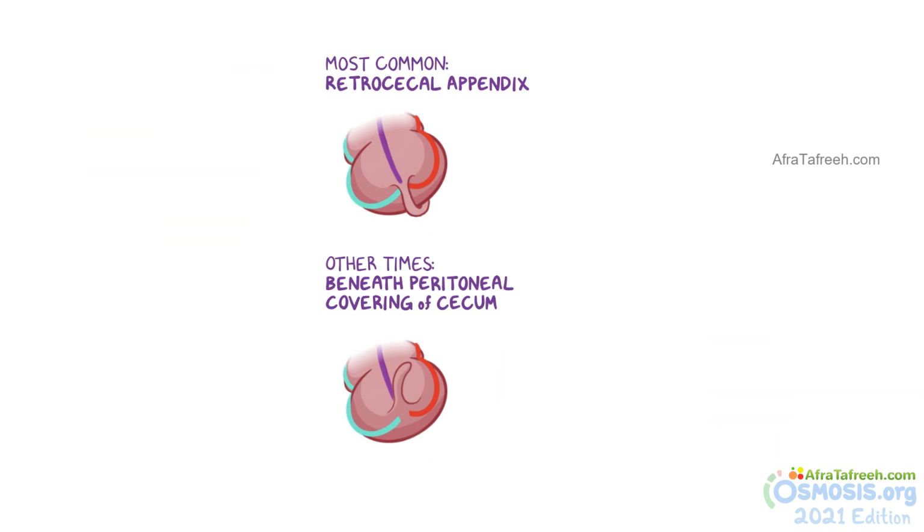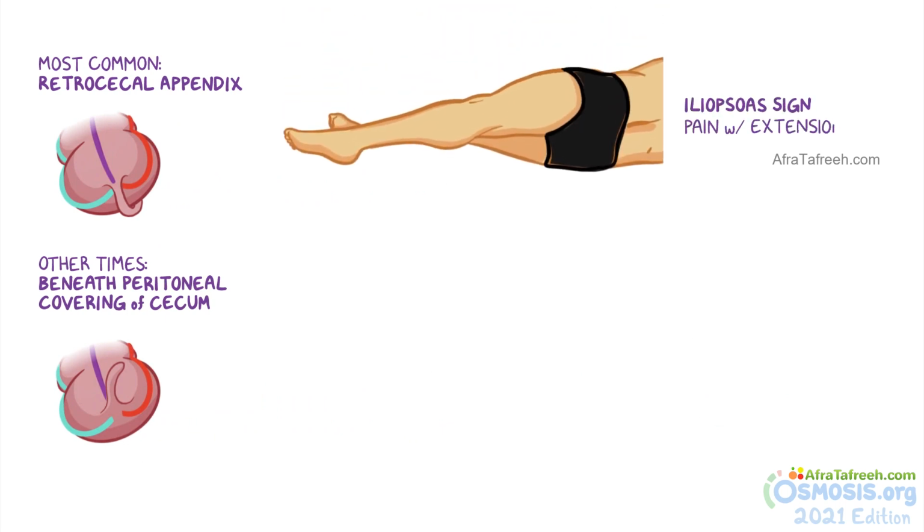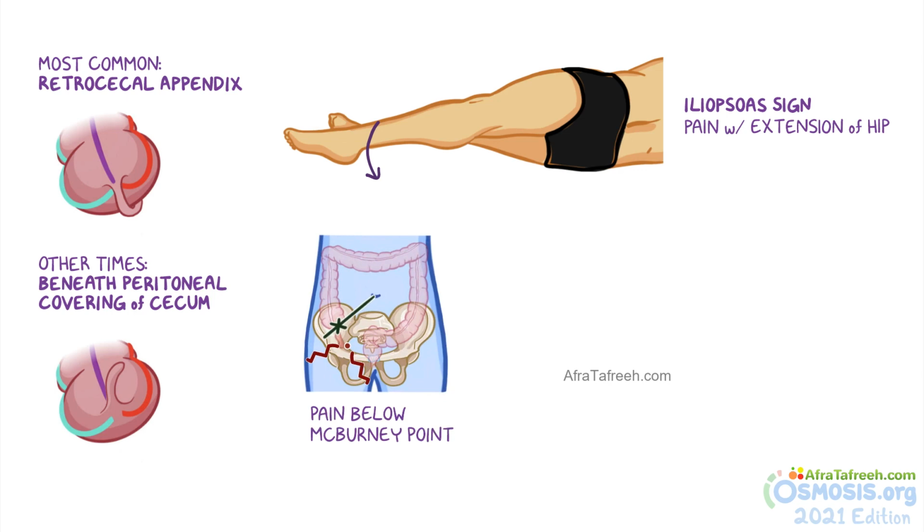For example, with retrocecal appendicitis, individuals may present with an iliopsoas sign, which is when pain appears during extension of the hip. A more anterior-placed appendix may cause localized sharp pain in the right lower quadrant. Finally, when the appendix lies in the pelvis, atypical pain below the McBurney point may occur.